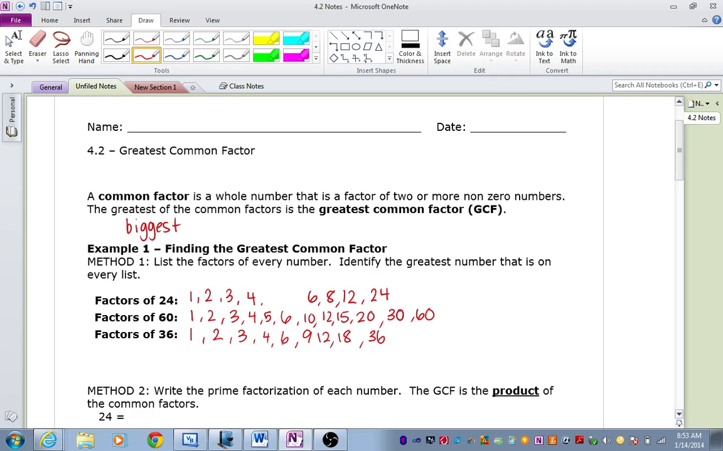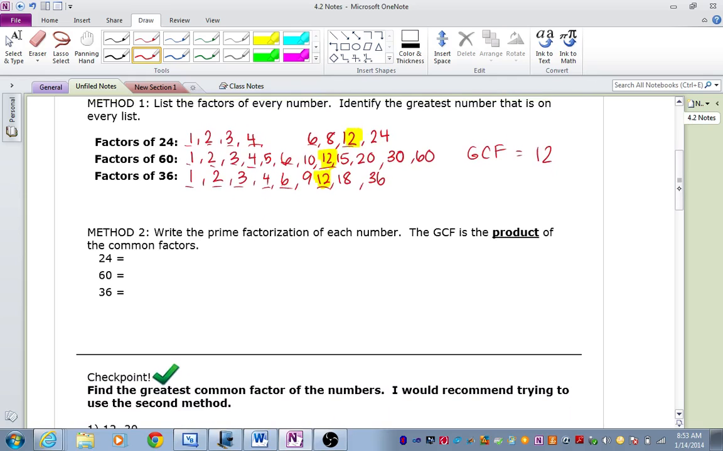So if we just wanted to find common factors, we would go through and see which numbers appear on all three lists. So some common factors would be 1, 2, 3, and 4. We have a 6 in each list. And we have a 12 in each list. Okay, the 12 is the biggest of the ones that they have in common. So our GCF of 24, 60, and 36 is 12.